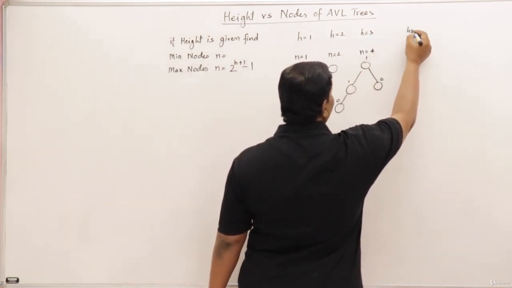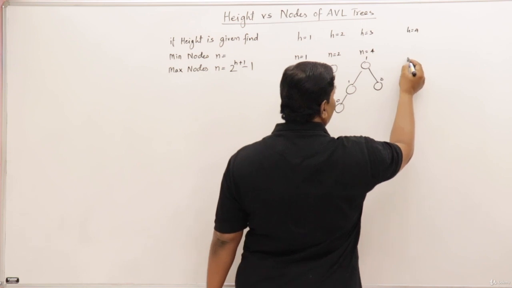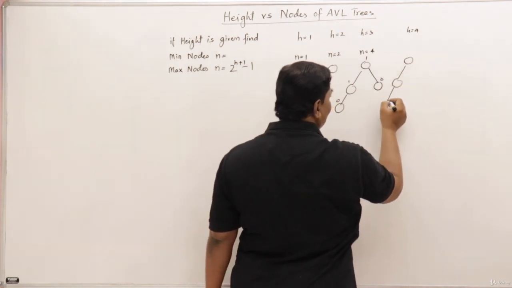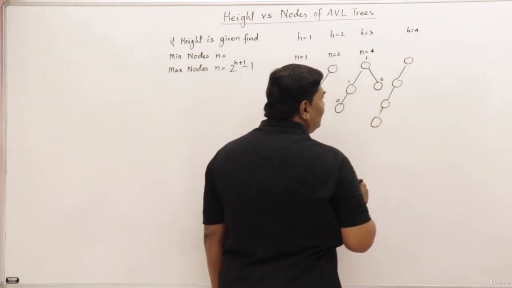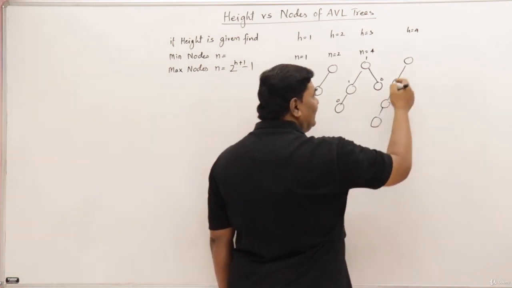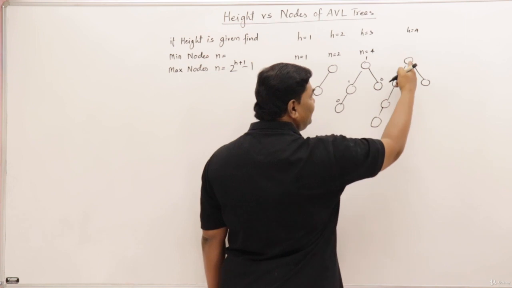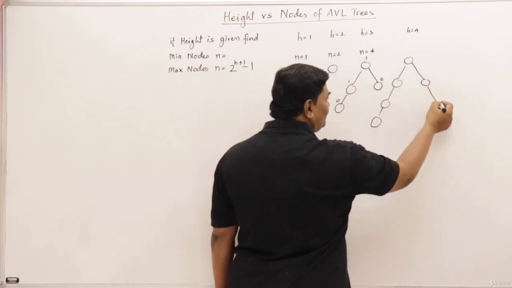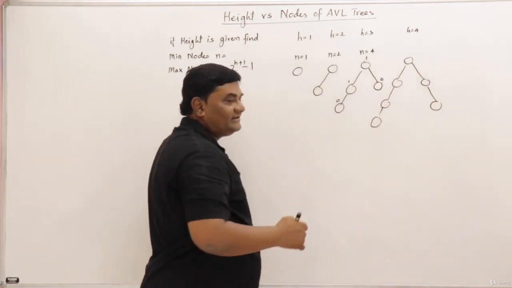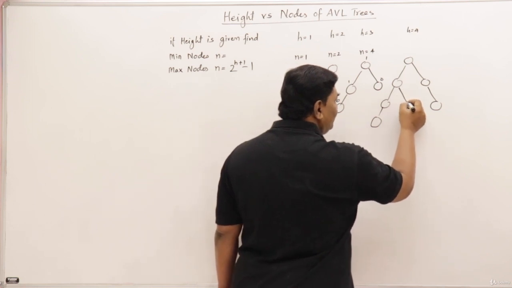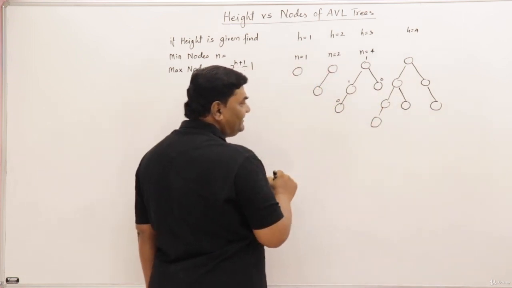Then if the height is 4, then minimum how many nodes required? 1, 2, 3, 4. Is it balanced? No. This side I need some nodes. One node, is it sufficient? No, still it is imbalanced. One more node, is it balanced now? Yes, that is balanced. What about this node? This is not balanced. Now everything is balanced.